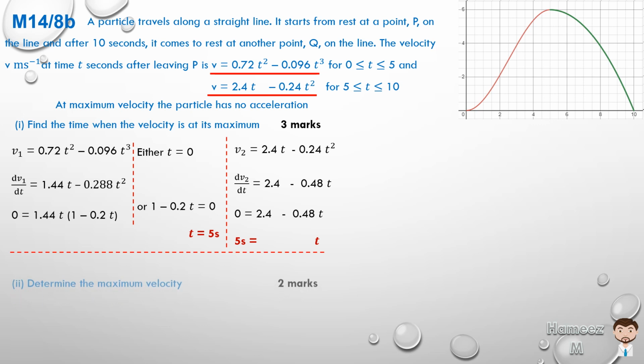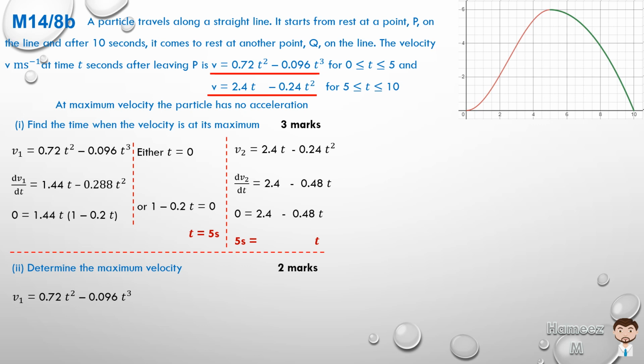Part 2. Determine the maximum velocity. So we can substitute t equal to 5 seconds into either one of the equations. So let's write the equation. v1 is equal to 0.72 t squared minus 0.096 t cubed.